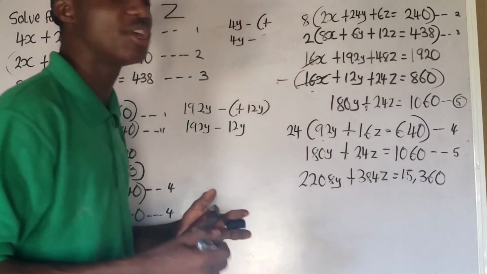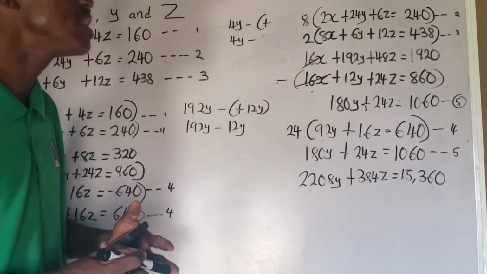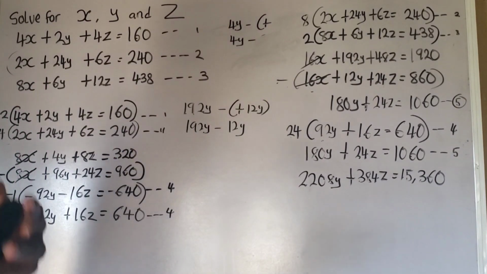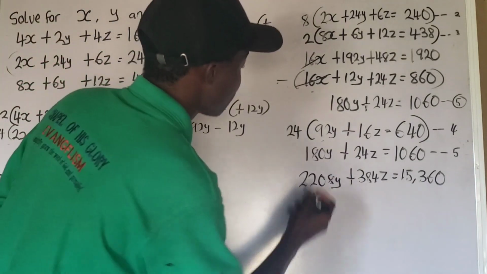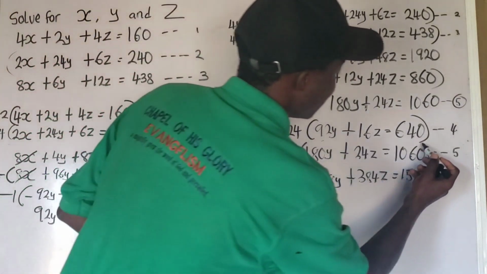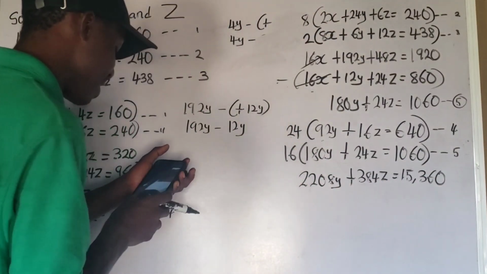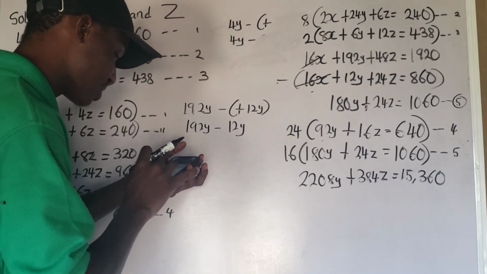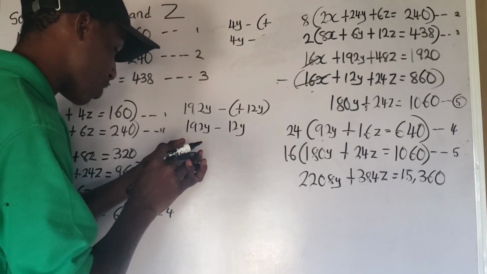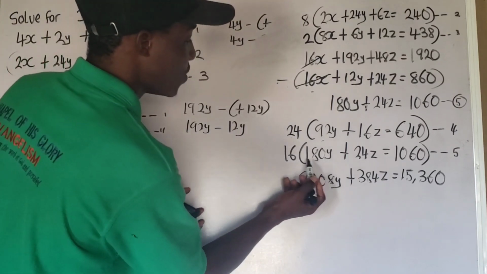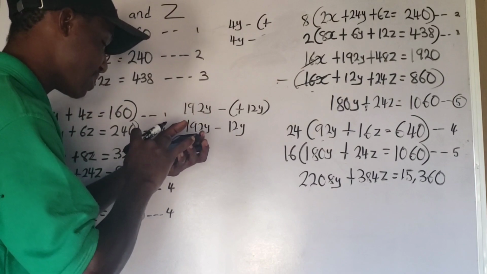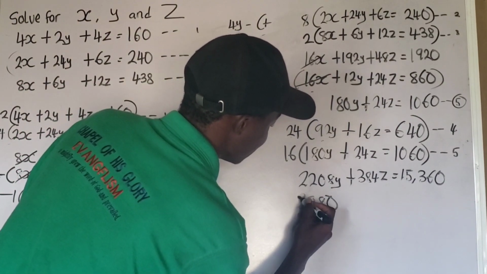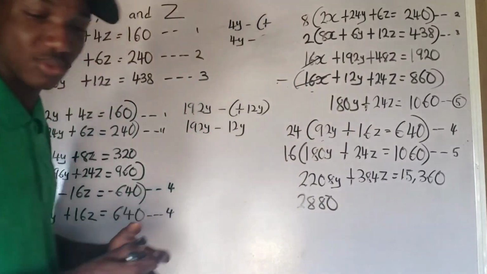Now, let us do the same for equation 5. I'm going to multiply all of equation 5 by the coefficient of z in equation 4. You understand? The coefficient of z in equation 4 is what? 16. So I'm going to multiply all this by 16, just like I did. Okay? 16 multiplied by 80. Let's check. Oh no, it's not 80. 16 multiplied by 180. That is 2,880. You understand? I don't know what happened to this marker.